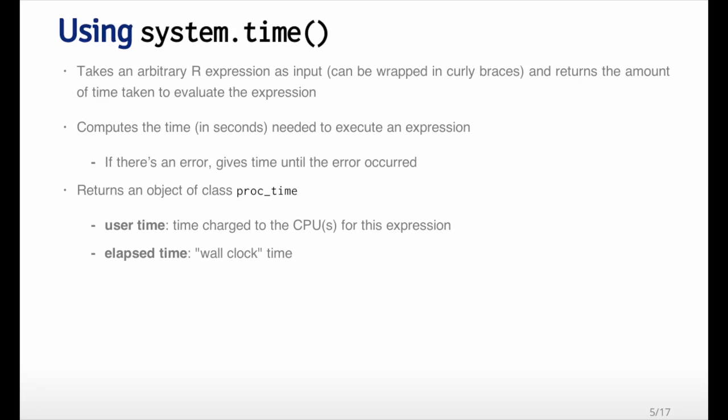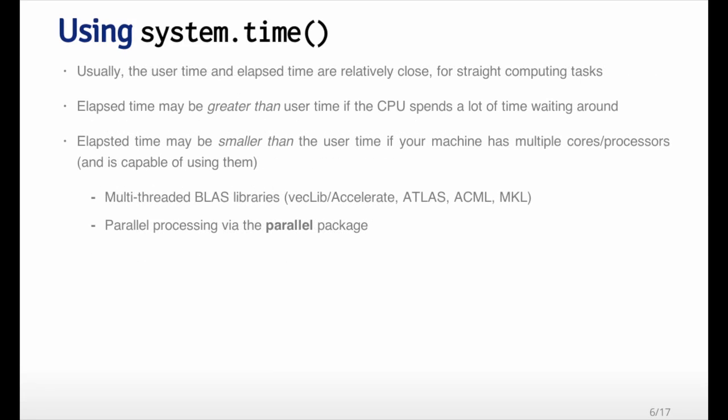And so the two different notions of time can have different importance depending on what you care about. Usually the user time and the elapsed time are relatively close, because the amount of time that the computer spends executing your function or your expression is roughly equal to the amount of time that you spend waiting for it, right? These are for standard computing types of tasks. However, there are times when the elapsed time will be greater than the user time, and there will be times when the elapsed time is smaller than the user time.